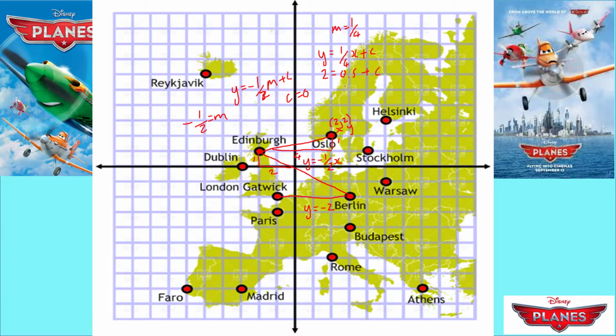Now we have to solve this, so we have to minus 0.5 on both sides, and we get c equals 1.5, but it's always good to double check. So the equation of that line is y equals 1/4 x plus 1.5, and I hope that explains it to you for your task.